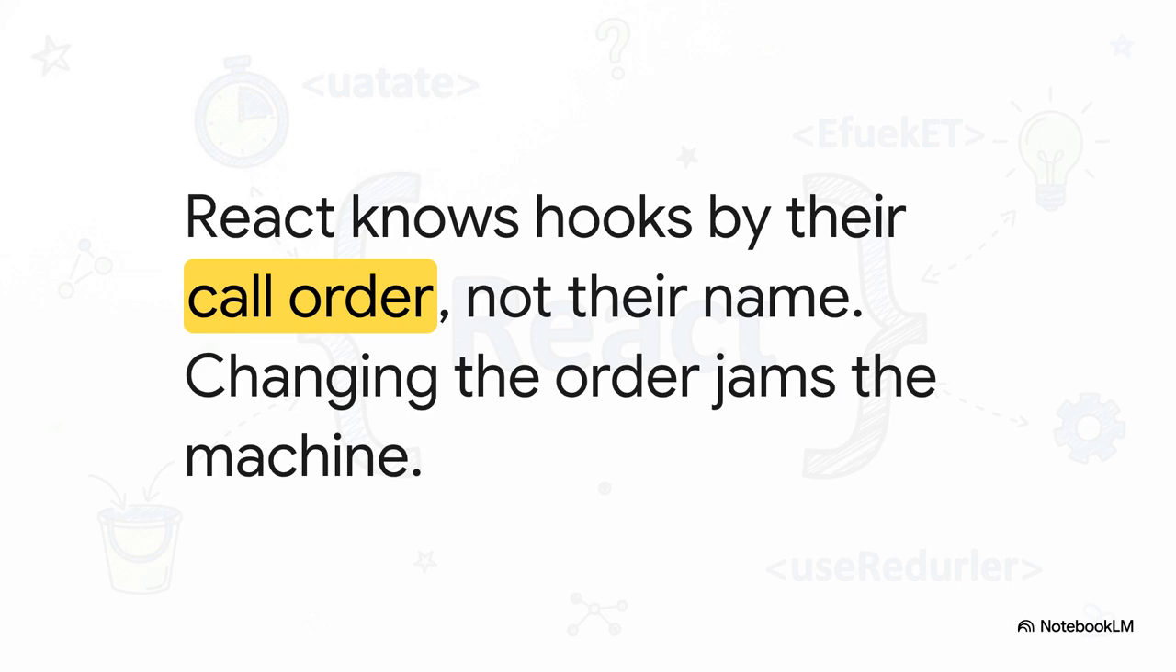So why? Why are these rules so dang strict? It's all because React relies on call order. On every single render, React expects your hooks to be called in the exact same sequence.